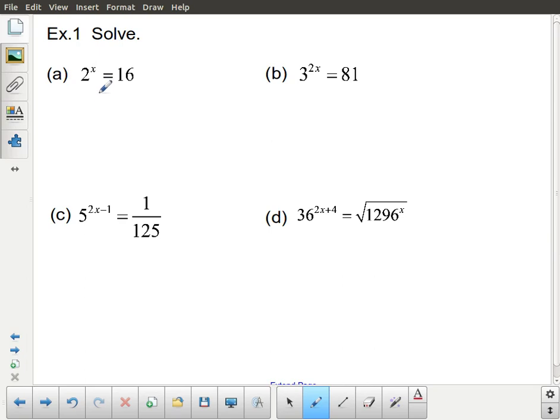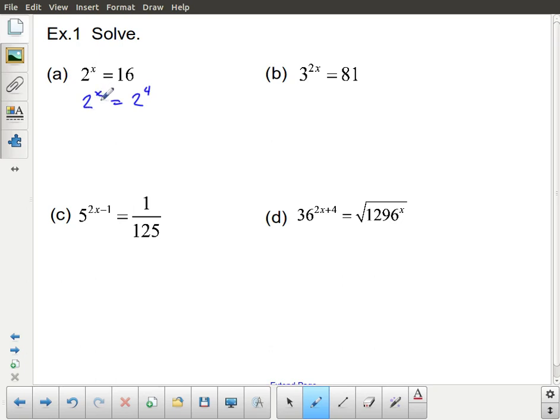So the first one I'm going to start with is 2 to the x is equal to 16. Now, if at all possible, and for all of the examples that I've given you here, we want a common base. So 2 to the x equals 16. We can't turn 2 into 16 very easily, but we can turn 16 into a base of 2, because 16 is 2 to the power 4.